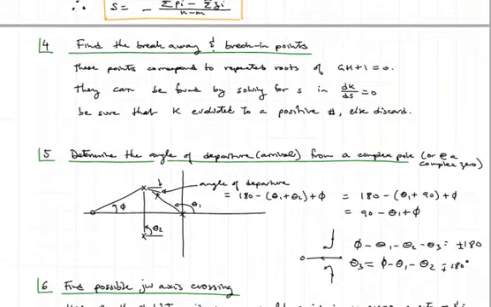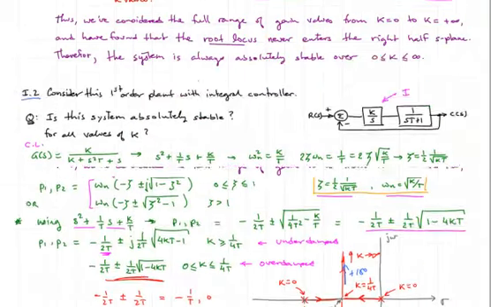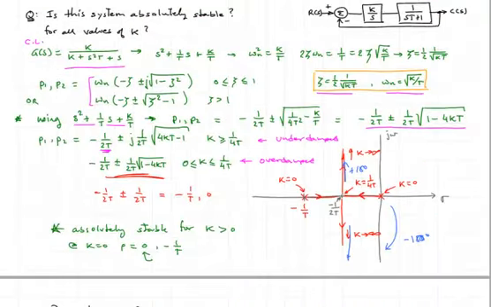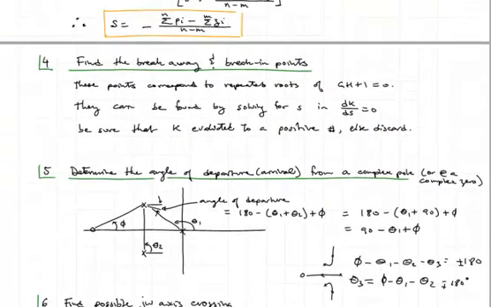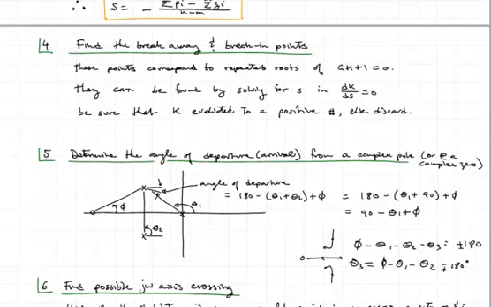Fourth, find the breakaway points and break-in points. Just like we did on this second little example, there was a breakaway point right here at minus 1 over 2 capital T, where the root locus left the real axis and one branch went north and one went south. So we'll need to determine the breakaway points and break-in points, because sometimes the root locus will leave the real axis and then later it will actually rejoin the real axis, so that'll be called a break-in point.